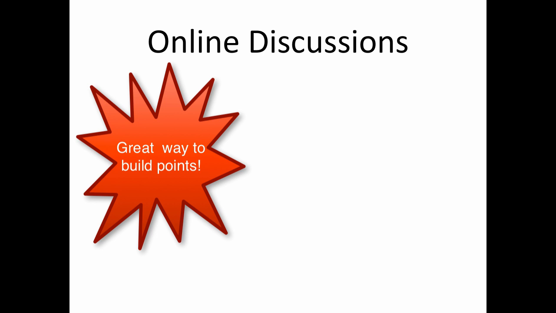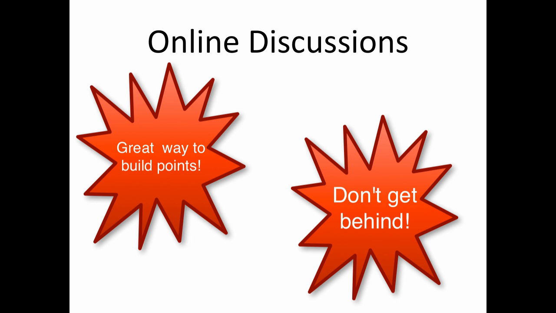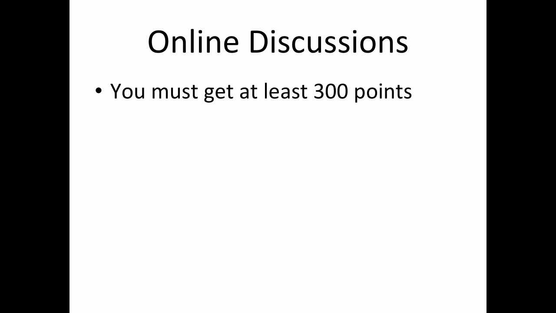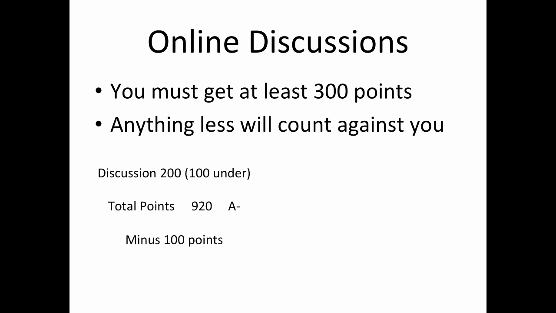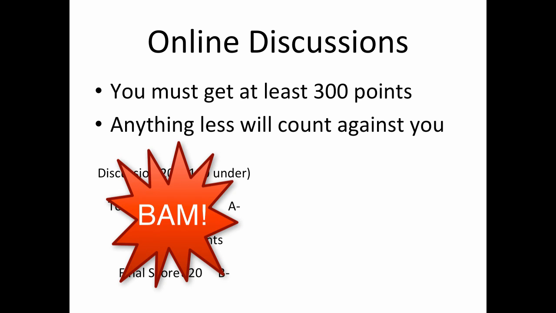So online discussions, this is the most important thing to keep in mind. You need to be doing these throughout the semester. Don't get behind. You need to be building those points in online discussions. You have to get at least 300 points. Anything less than that will count against you. So let's say you only did 200 discussion points and you were under by 100, and you got a total of 920, so you should have an A minus, but because you were under that 100, I'm going to take 100 points off, giving you a final score of 820 or a B minus.